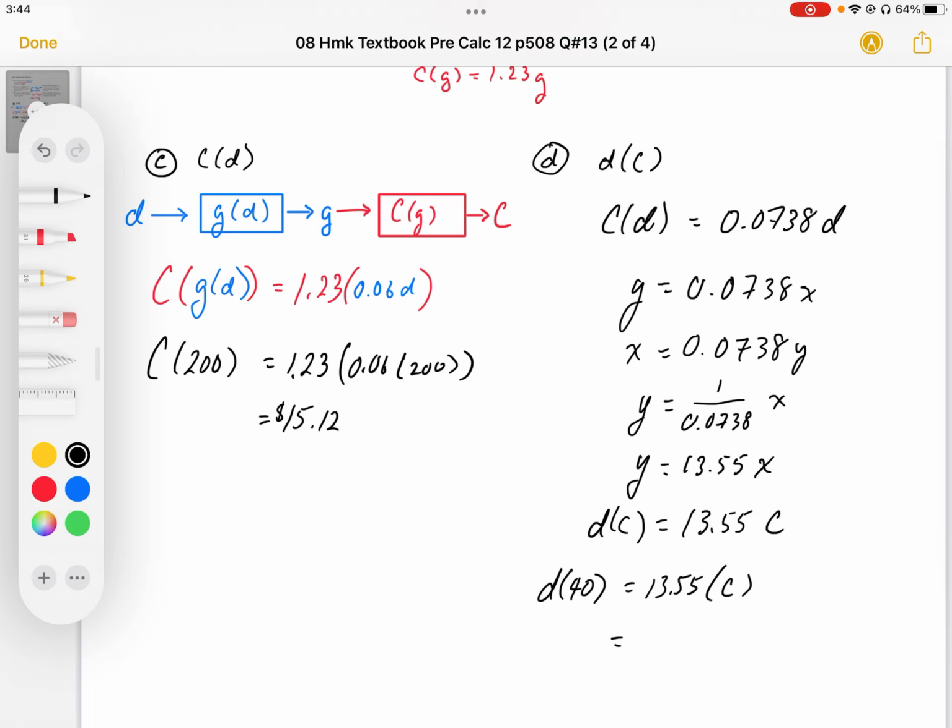So this works out to be 542.00. So I'm just going to round that to 542.0. And this is kilometers driven. Okay, and that makes sense because for 200 kilometers, it cost me $15.12. For $40, which is more than double, I get more than double the distance.